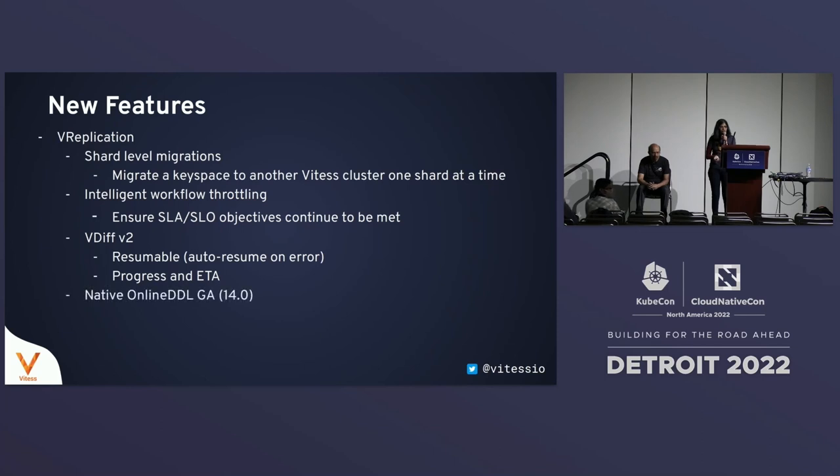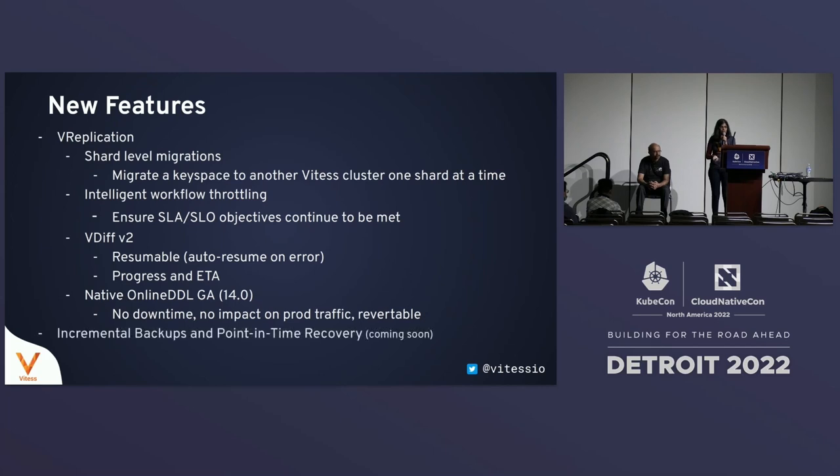Native online DDL was GA in 14, so Vitess has built-in support for zero downtime schema changes, and that is also built on VReplication. The other thing that is nice about the native online DDL support or online schema change support in Vitess is that these schema changes are revertible. We are also working on incremental backups and point-in-time recovery in a future release. We already have a point-in-time recovery workflow, but what is coming up will support more use cases.